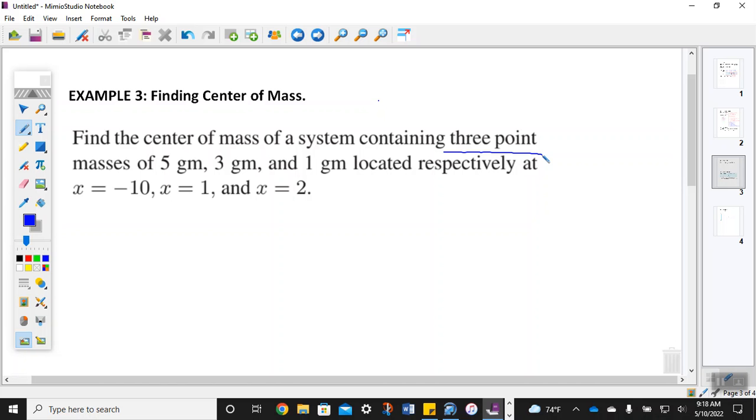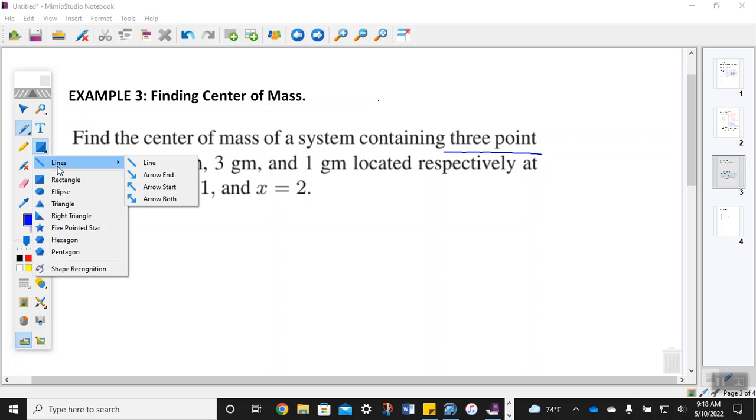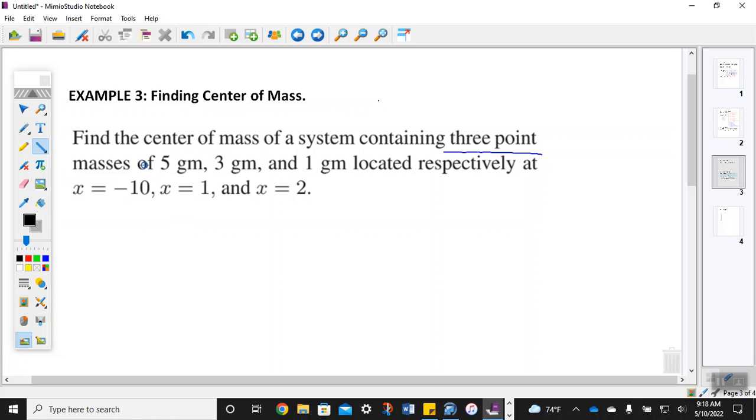So let's talk here. Guys, it says find the center of mass of a system containing 3 point masses of 5 grams, 3 grams, and 1 gram. And they're located respectively at x equal negative 10, x equal 1, and x equal 2. Okay, so here's what I'm going to do. Let's make a line segment first.